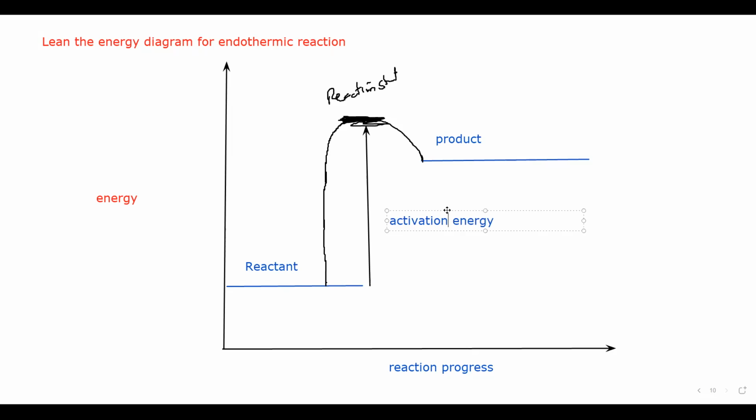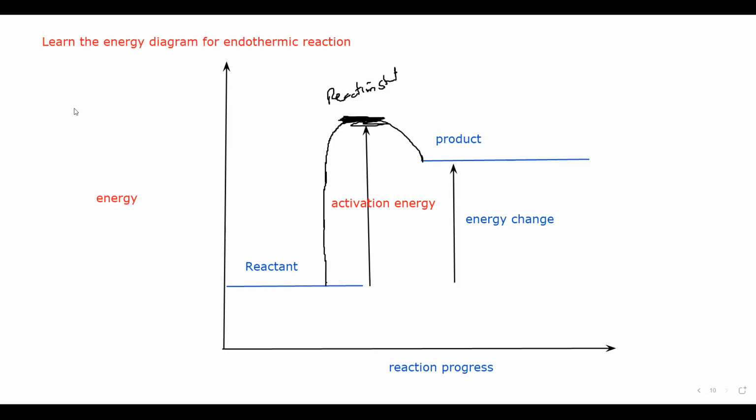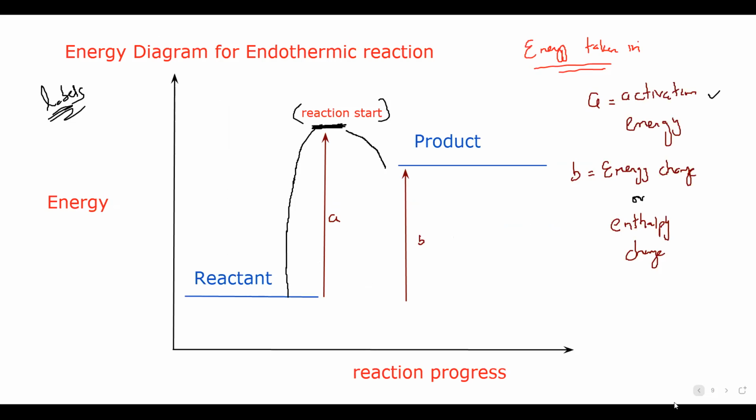And the arrow which is pointing from reactant to product, how do we label this arrow? This arrow is known as energy change. So you have to learn this energy diagram for an endothermic reaction. There is one for exothermic as well. I'll continue this discussion of energy diagrams in the next session.